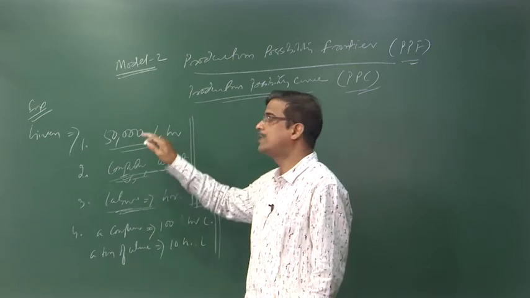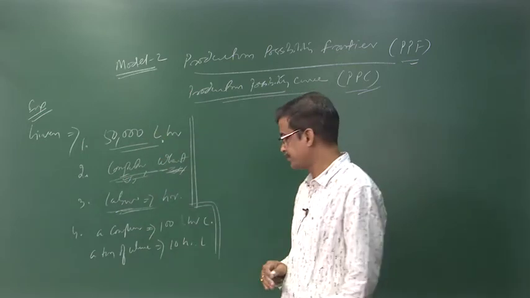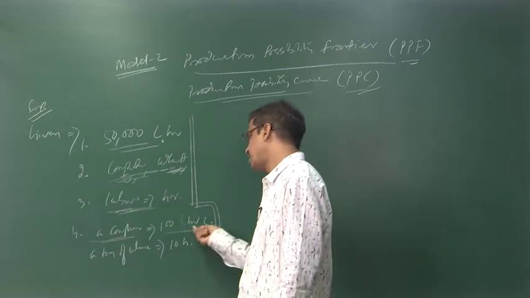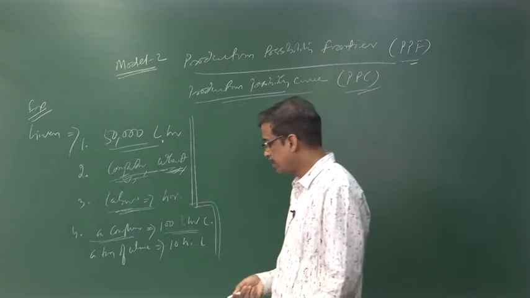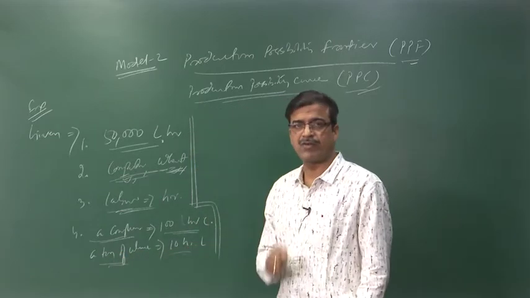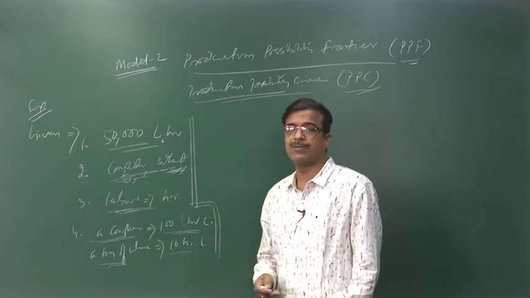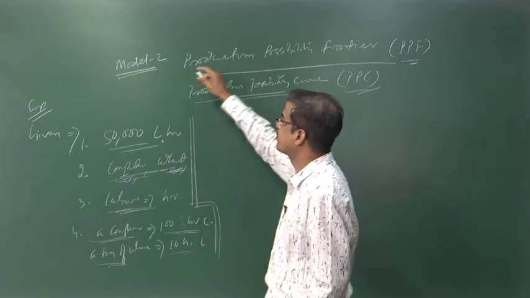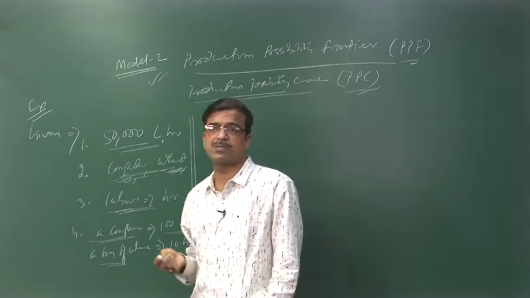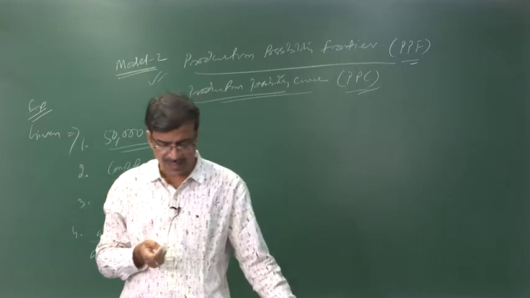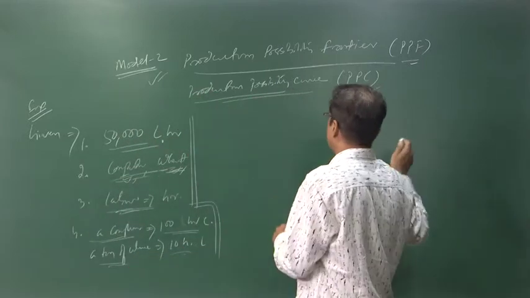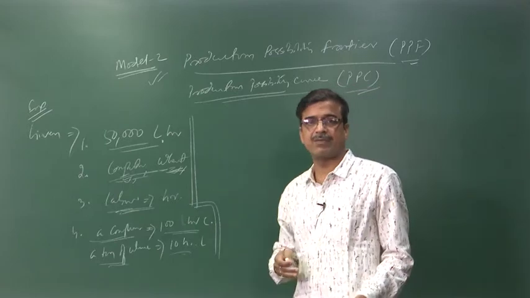Now we have 50,000 labor hours. In order to manufacture a computer set, it requires 100 hours of labor. In order to manufacture a single ton of wheat, it requires 10 hours of labor. Considering this, we have to explain the second model of the economy, that is called the production possibility frontier. Now, with this available information, we have to prepare a table in order to describe the things with the help of a curve.